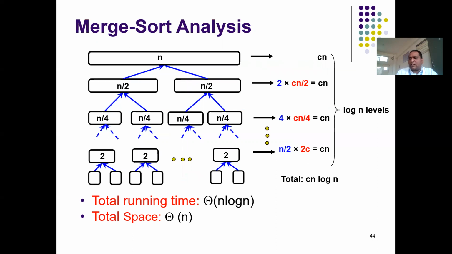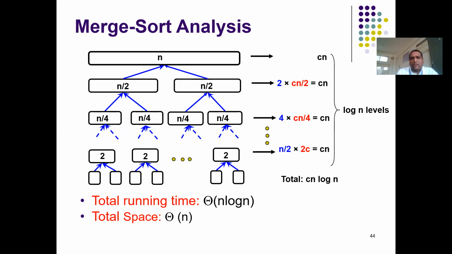What is the merge sort analysis? When we talk about the analysis, I have divided the list of n into n by 2 parts and n by 4 parts up to the base condition. Then there are log n levels. For the total time complexity, n comparisons are there at log n levels. Then the total running time complexity is order of n log n. For space, because we are using a temporary array for storing the sorted array, the space complexity is order of n.